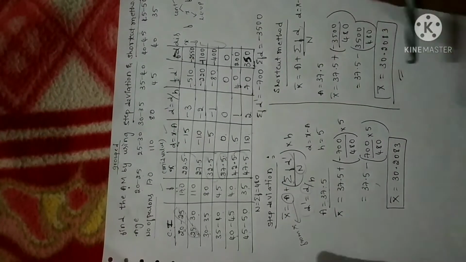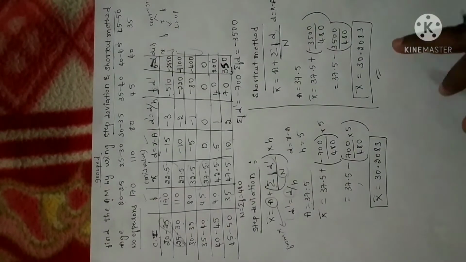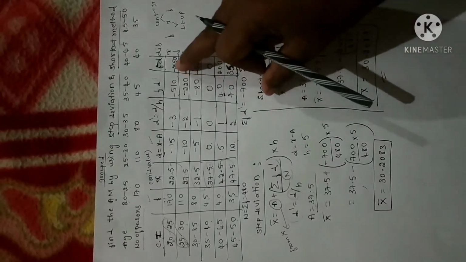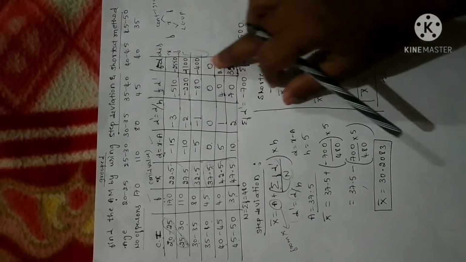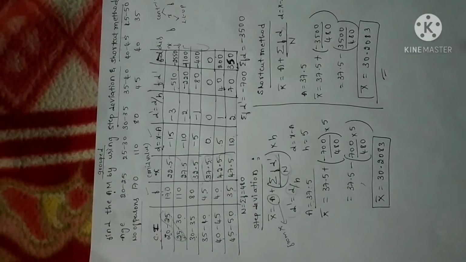Fine. So you can note that the mean obtained from both the methods, that is step deviation and shortcut method, is the same. Only thing is you have to remember the formula and the simplification. When you have minus and plus signs, you have to take care of the signs, and multiplication also matters. Hope it is clear. Now let me solve one more problem.